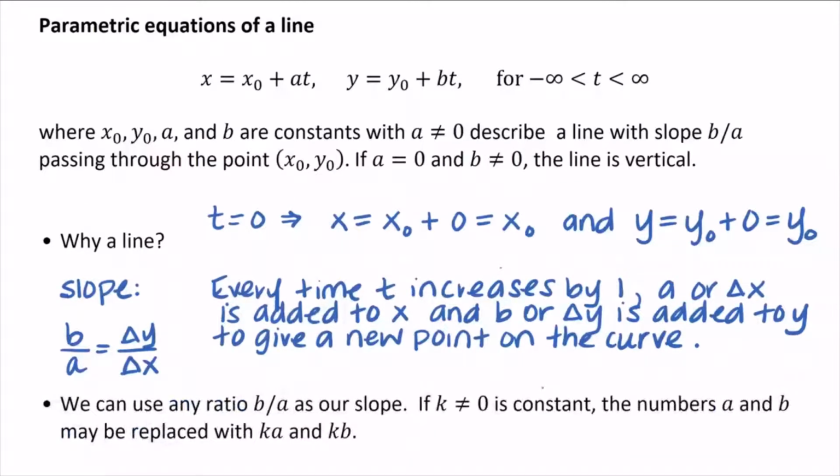We should also point out that parameterizations are not unique, and in this case we can use any ratio b over a as our slope. That is, if k not equal to 0 is constant, the numbers a and b may be replaced with k times a and k times b in our formula. The resulting equation will describe the same line, although it may be generated in a different direction or at a different speed.